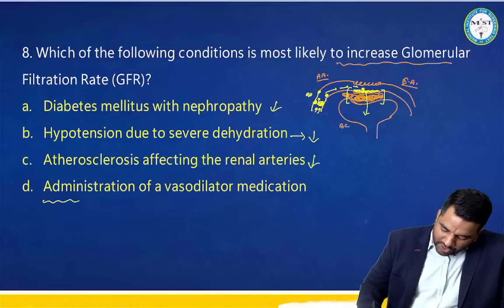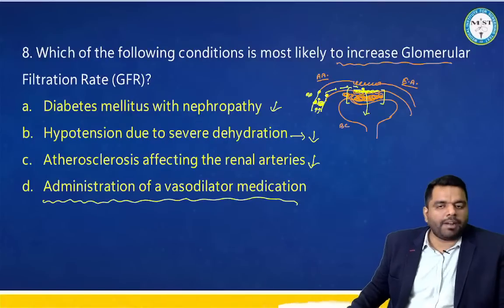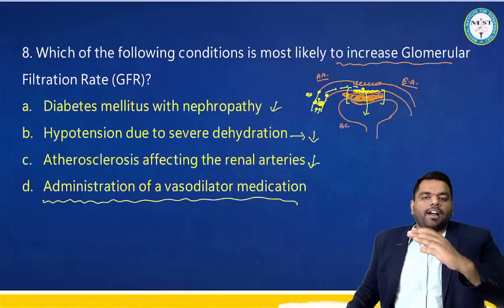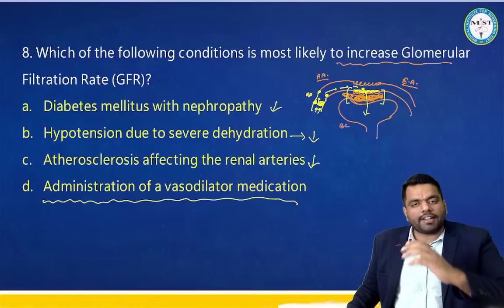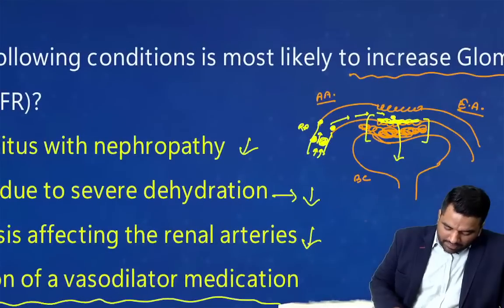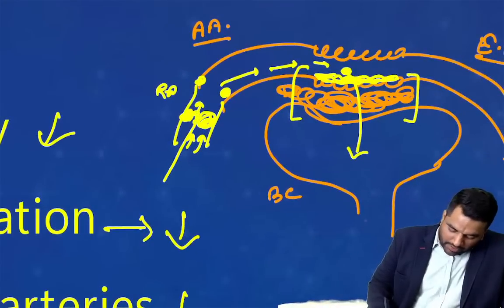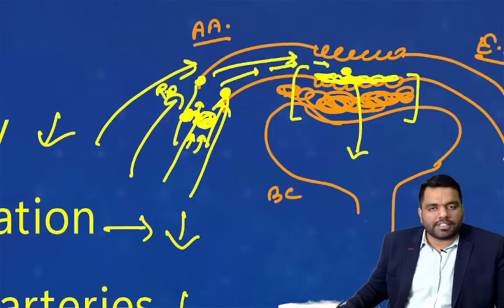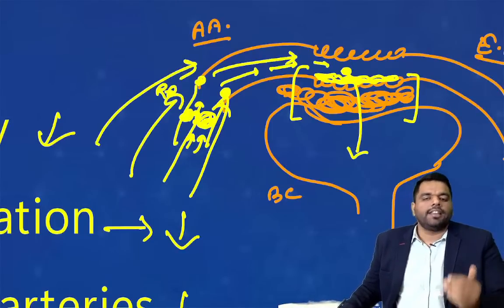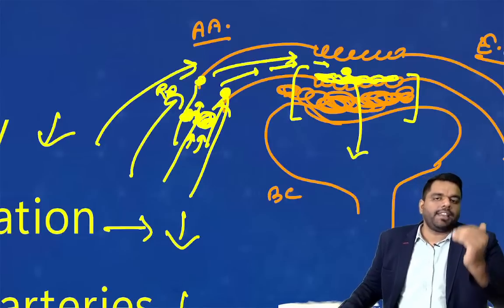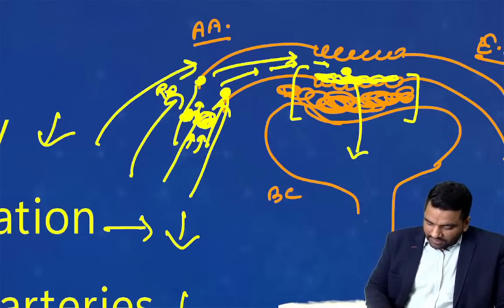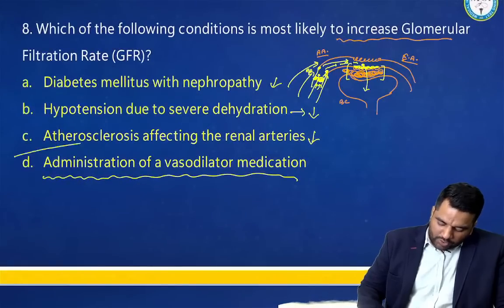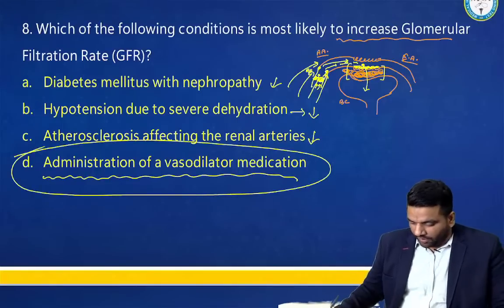And the administration of vasodilator medication. Vasodilator medication means it will dilate the arterioles, it will dilate the capillaries, and what could happen, beta? A greater amount of blood will reach this area. And if more blood reaches this area, certainly the GFR will increase, right? So the right answer to this question is administration of vasodilator medication, right, beta?